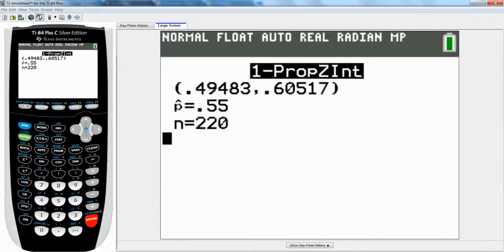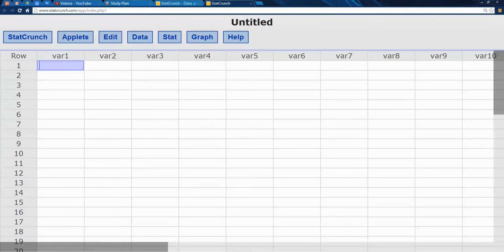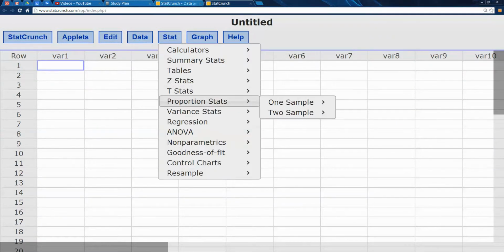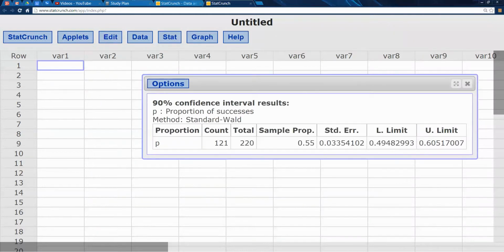Now if you don't have a calculator, you can also use Statcrunch. I'd go to Stat, Proportion Stats, One Sample. We have a summary here. Data would mean we'd have a whole column of data. So we have 121 out of 220. We want to change our confidence level to 0.90, compute, and there you have the same answer.